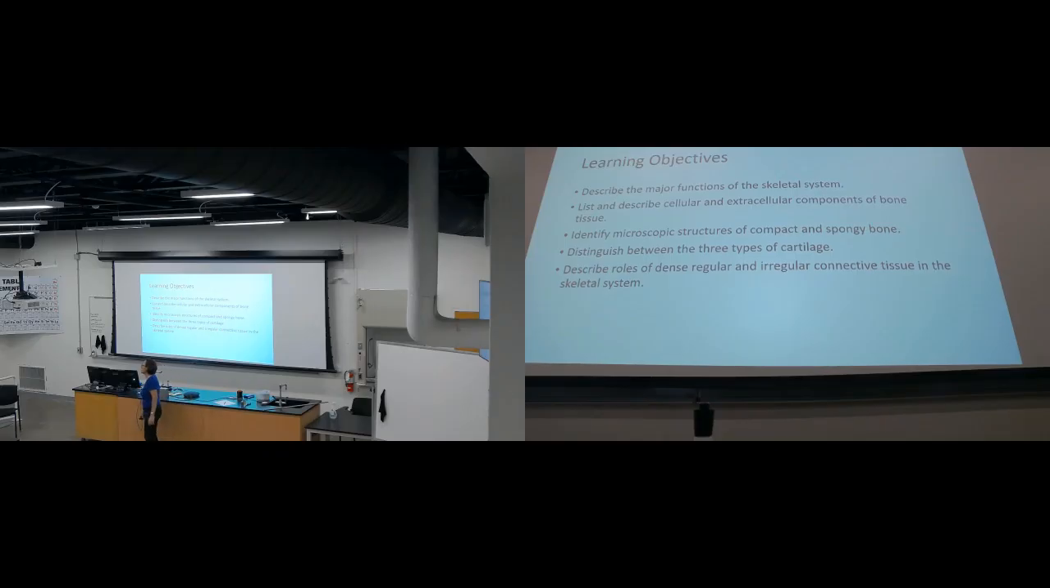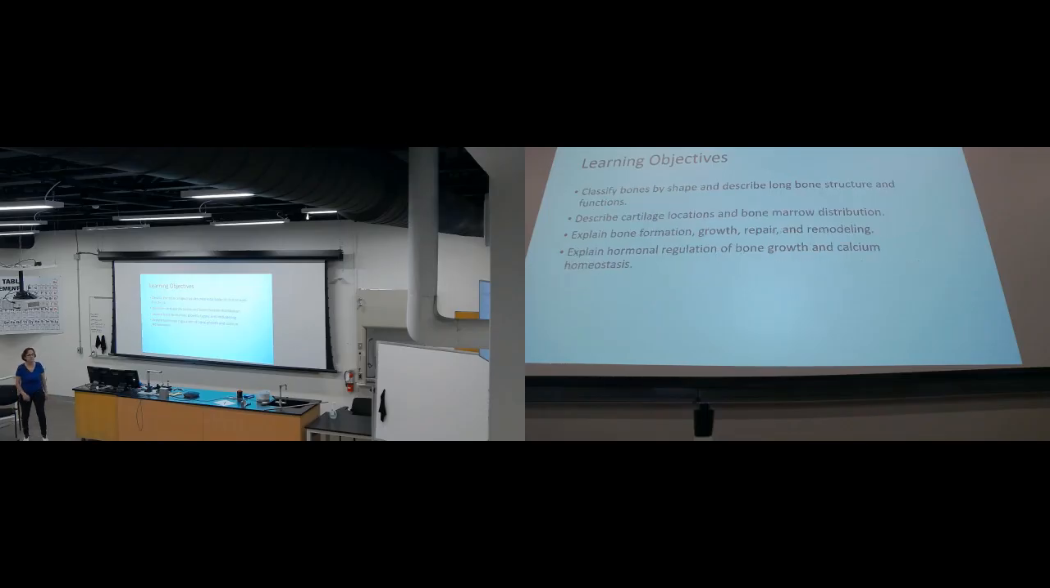And we're going to see the roles of the dense regular and irregular connective tissue in the skeletal system. Another thing that we're going to see in this chapter is the classification of bones based on shape, and the parts of a long bone. Long bones have different parts. And we're going to see how bone forms, how it grows, how it repairs and how it remodels, and what are some of the hormones and nutrients that influence the health of bone.